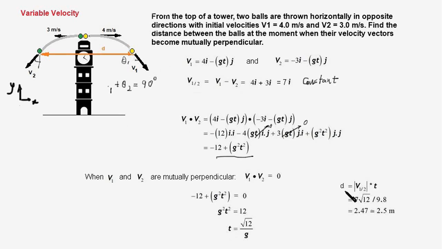So d would work out to 7 times square root of 12 upon 9.8, which is g, and will give us 2.5 meters. So that's the answer.